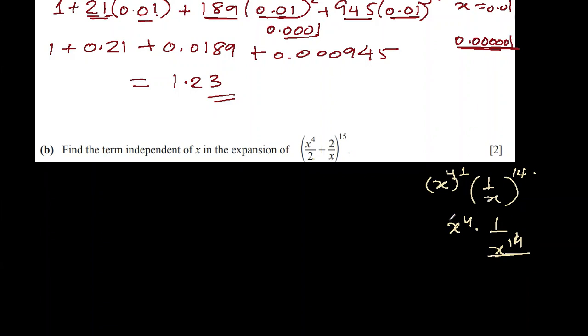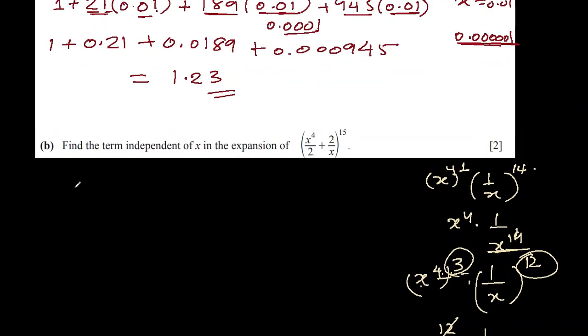So let's increase it: x to the power 4 to the power, say, 3, and x to the power how much? 15 minus 3 is 12. And by chance this works. Why? Because x to the power 12, 4 times 3 is 12, and 1 over x to the power 12, they are exactly equal, they will cancel out. So this is what we have to write, 3 and 12.